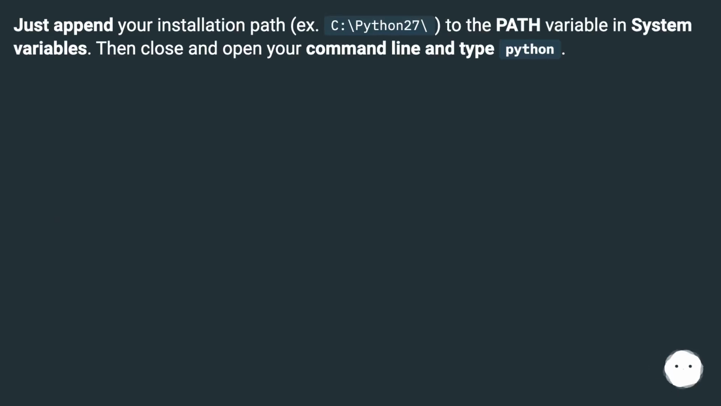Just append your installation path, c:\python27, to the Path variable in system variables. Then close and open your command line and type python.